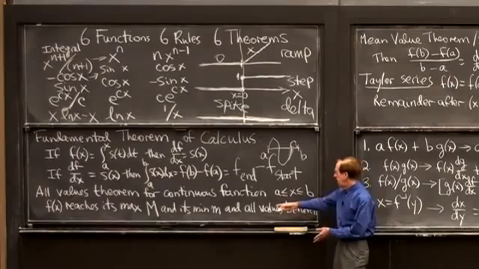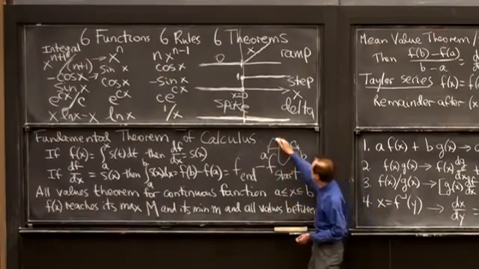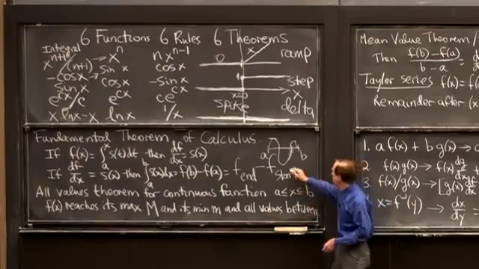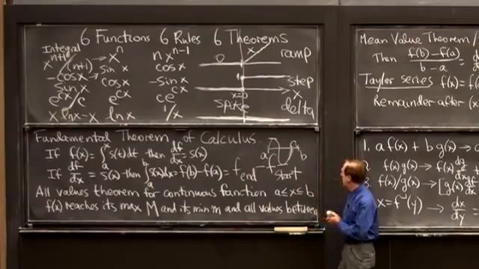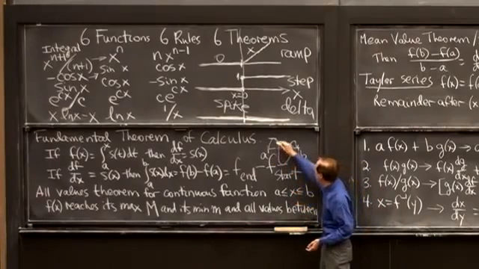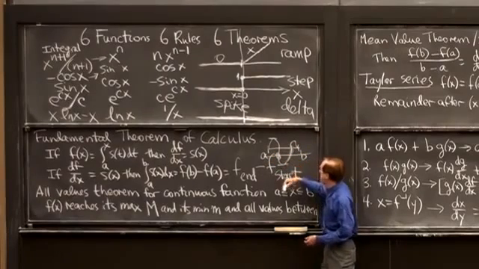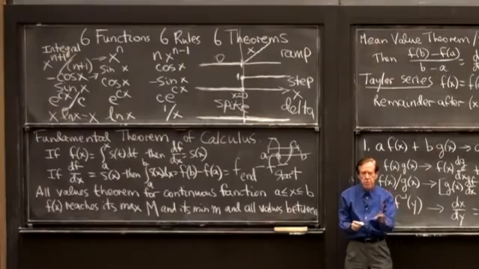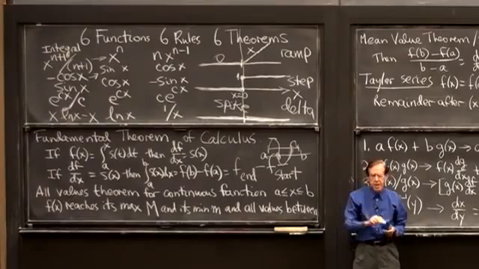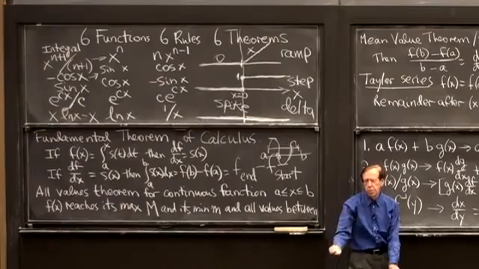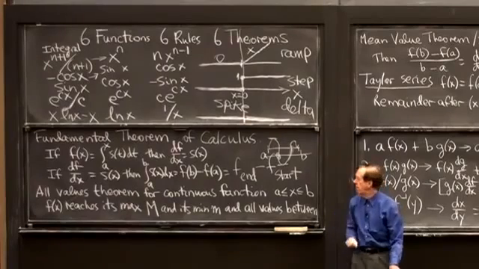Then this theorem says that this maximum is actually reached, and this minimum is actually reached. And any value in between, anywhere between this height and this height, there are points where the function equals that. The continuous function hits its maximum, hits its minimum, hits every point in between.